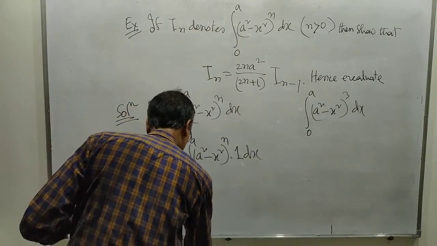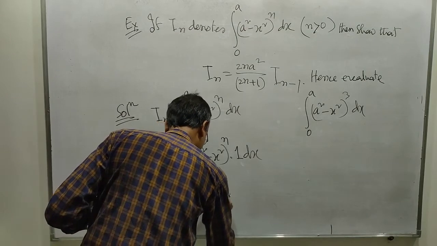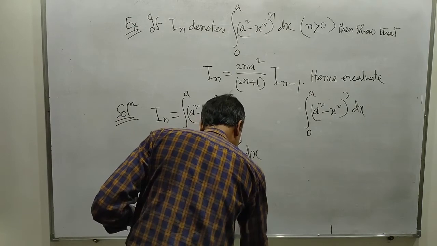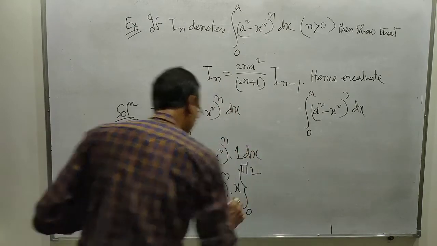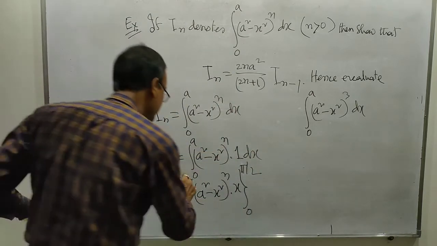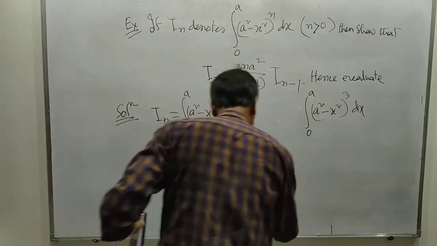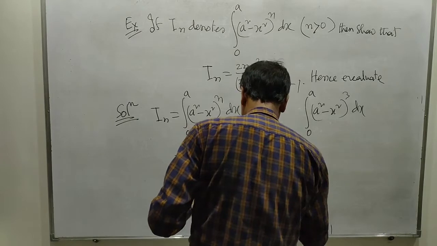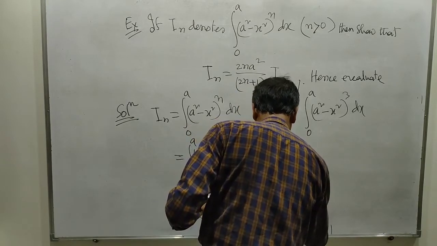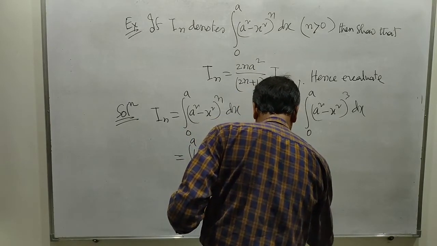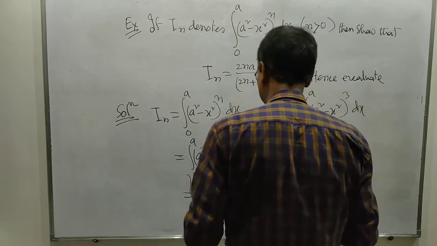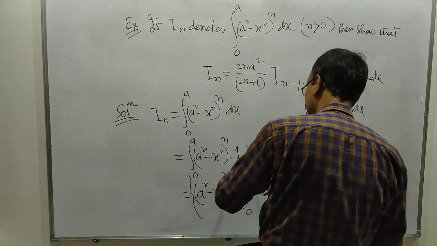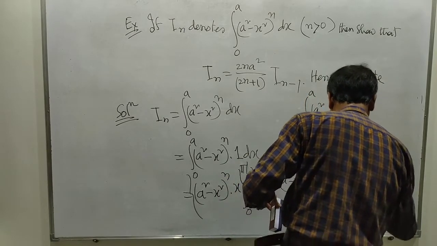Now, this is equal to the first function (a square minus x square) whole to the power n, times the integration of the second function 1, which is x, because you are integrating with respect to x, from 0 to a, minus the integration of the differentiation of the first function, (a square minus x square) whole to the power n minus 1 into minus twice x, times the integration of 1.